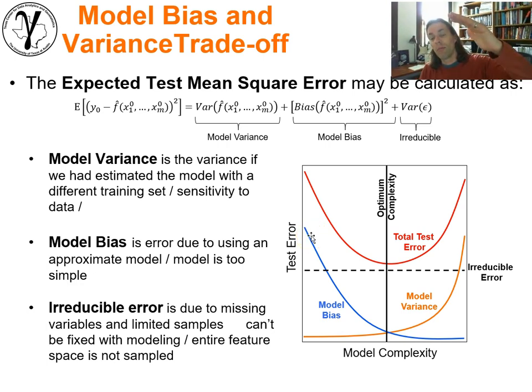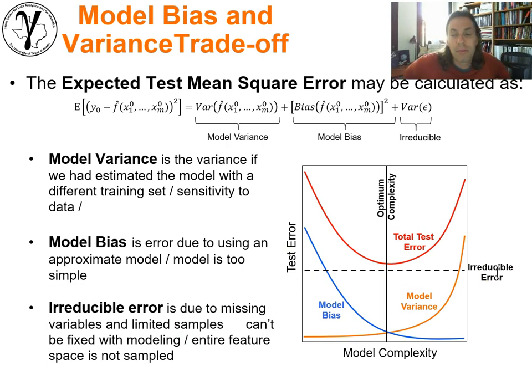You could be using a linear model to fit phenomenon that is fundamentally nonlinear. That would be high model bias. As we increase the complexity, we increase the flexibility of the model to be able to fit the data. Irreducible error, that's going to stay constant because irreducible error doesn't matter.